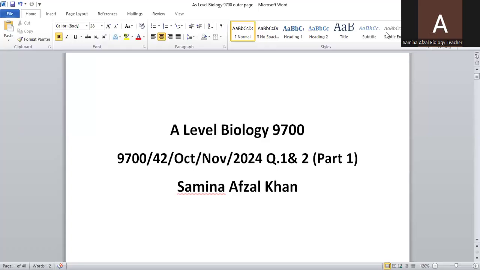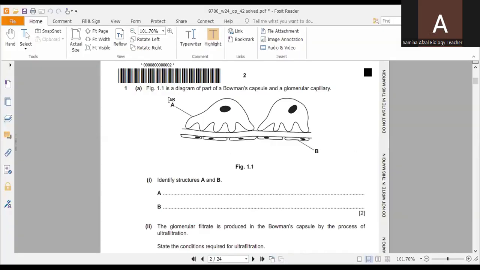A-Level Biology 9700, Paper 4, Variant 2, October/November 2024. Question number 1 and 2. First of all, question number 1: Figure 1.1 is a diagram of part of Bowman's capsule and glomerular capillary. Identify structures A and B.